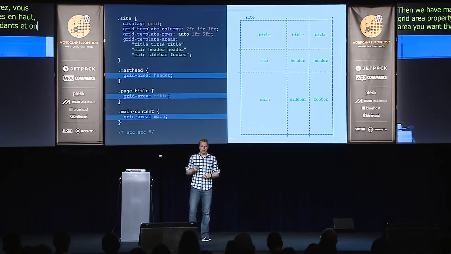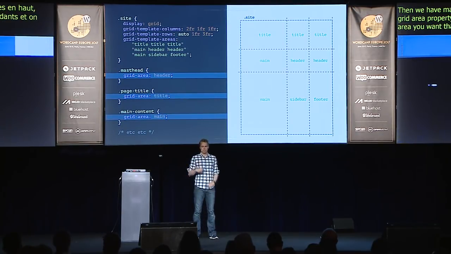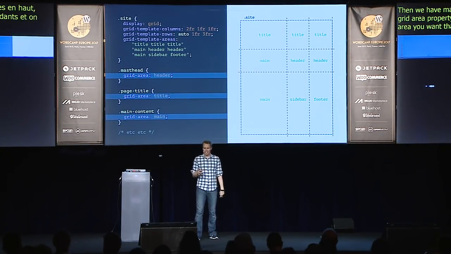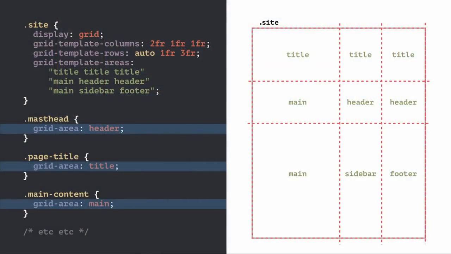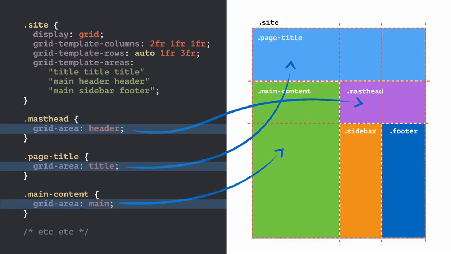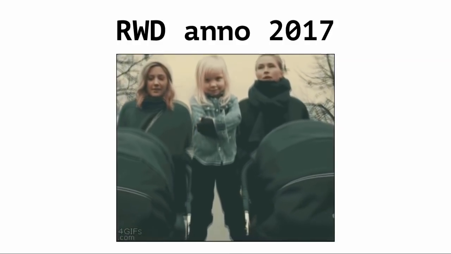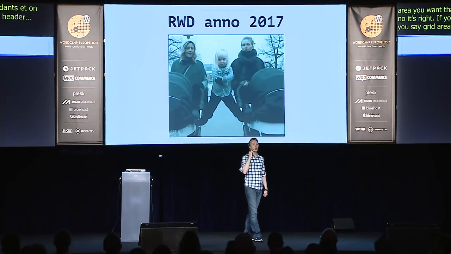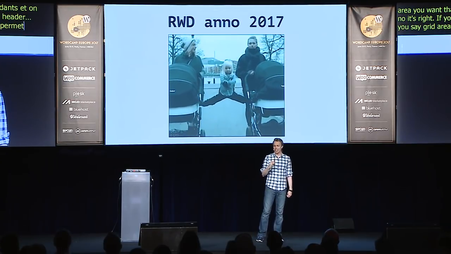So if you say grid area header, well, that's wrong. I should, oh no, it's right. If you say grid area header, the element goes to the header area. If you say grid area title, it goes to the title area. And this allows us to do crazy responsive web design.